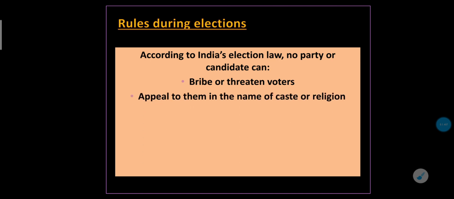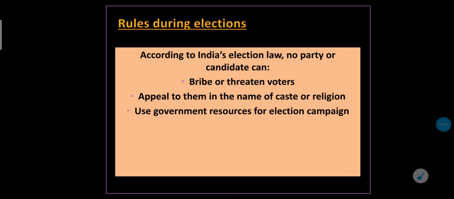Even a political party cannot appeal in their campaigning in the name of caste and religion. During the campaigns or their slogans, they cannot use any sentence or any promises which is in the name of caste and religion. As we are a secular country, the candidate cannot use the name of caste and religion to attract people or to influence their voters.